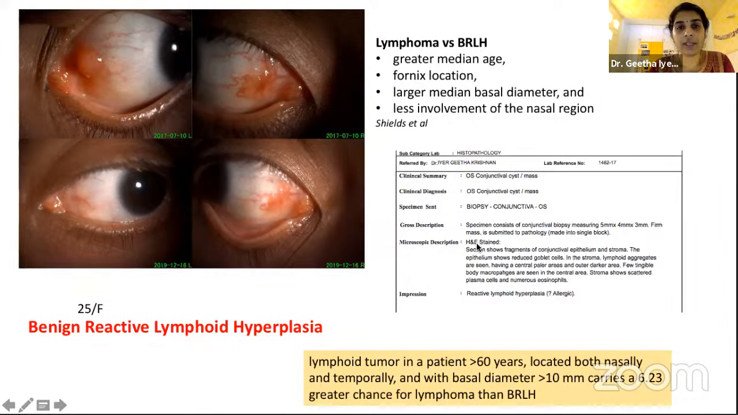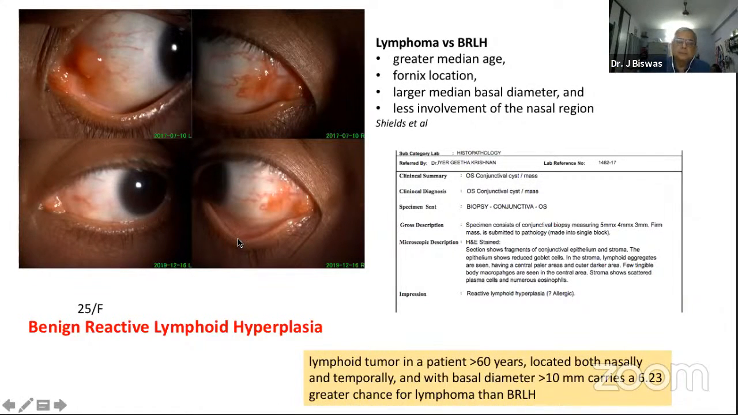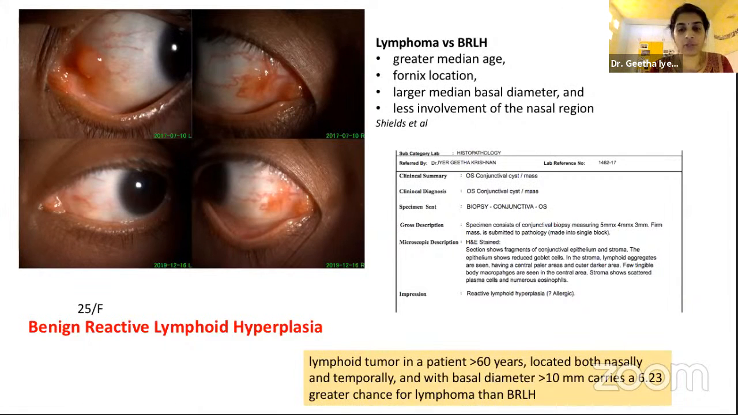In this particular case, Dr. KK felt that there was more of eosinophils, and that's why he labeled it as very allergic, and we didn't really go in. Yes, we didn't go in for immunohistochemistry.